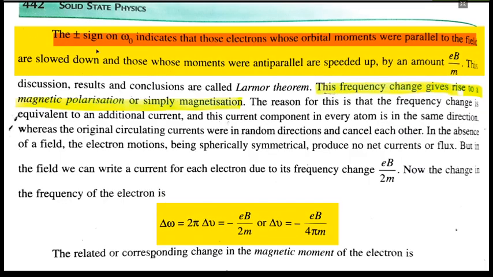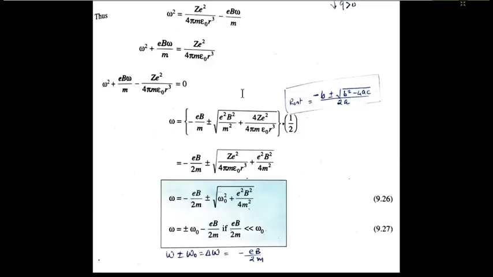So the positive and negative sign of omega 0 indicates that those electrons whose orbital moments were parallel to the field are slowed down, and those whose moments are anti-parallel are sped up by e B by m. This discussion, result and conclusion is known as the Larmor theorem. So the boxed equation we saw in the previous slide is equation 9.26, and equation 9.27 represents the Larmor theorem.